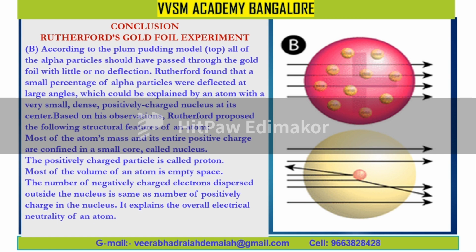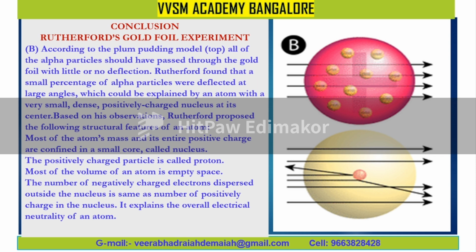The conclusion of Rutherford's Gold Foil experiment: according to the plum pudding model, all of the alpha particles should have passed through the gold foil with little or no deflection. Rutherford found that a small percentage of alpha particles were deflected at large angles, which could be explained by the atom having a very small, dense, positively charged nucleus at its center.